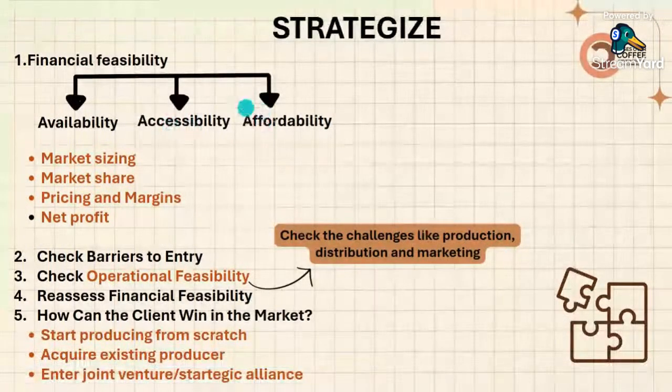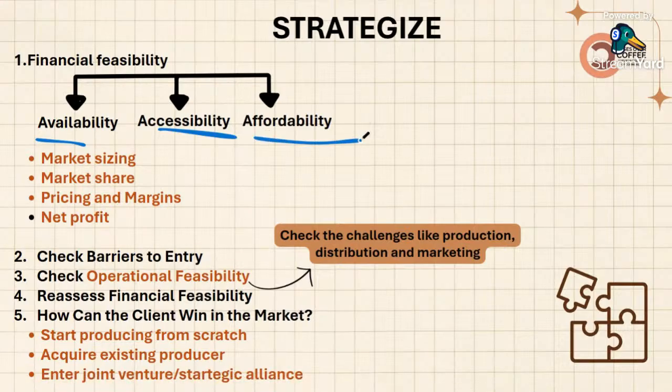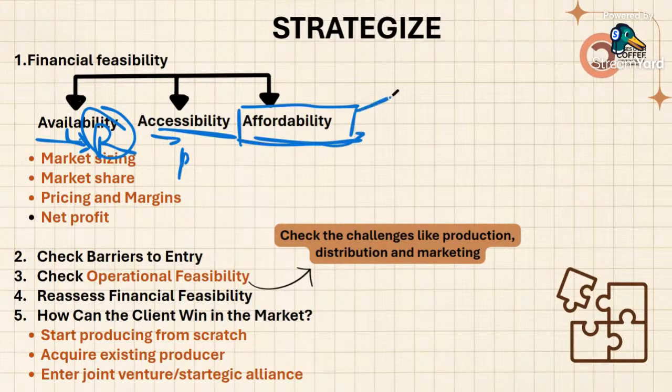Now in the financial feasibility part, we need to take care of three things: availability, accessibility, and affordability. What I mean by these three things, the very first is availability: whether the product that I have been making will be available to the target audience or not. This is something which depends on the company's internal management and the production. Then the affordability: whether this specific product is affordable to the consumer or not.